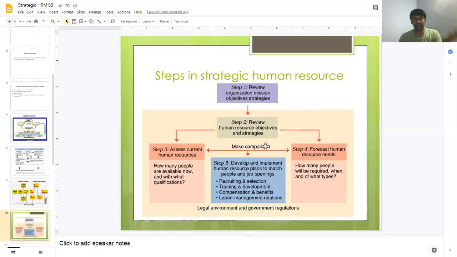Once he has analyzed the current state of an organization and forecast the future requirements, he has to club these together and develop and implement human resource plans. You will have different ideas or plans that will be accomplished by implementing different strategies in an organization on various parameters or sections, like recruitment, selection, training and development, compensation, or labor management relations, like whether there are any issues or labor-related activities. Everything has to be taken care of. So this is the legal and governing regulations of an organization.